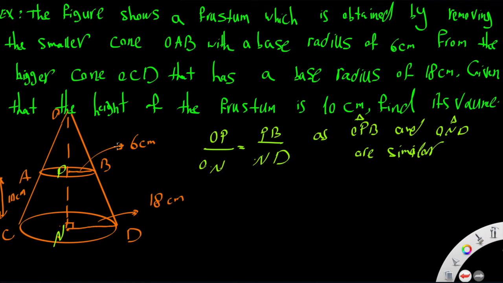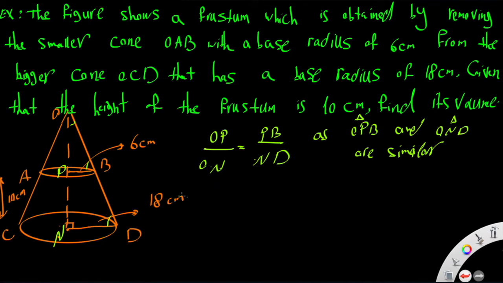Now, why are they similar? Because this angle is common to both triangles, and as you see here, PB is parallel to ND, and this angle will be equal to this angle. So when two angles are equal, the third angles will be equal automatically. So these two triangles will be similar to each other. As they are similar, corresponding sides are proportional.